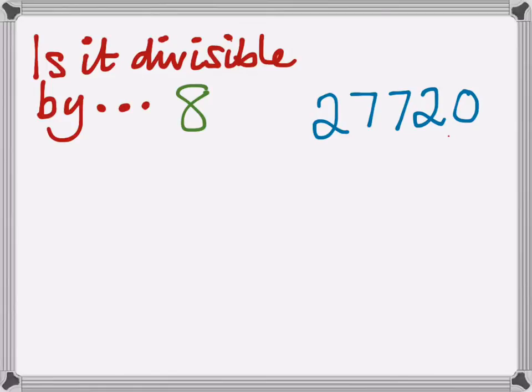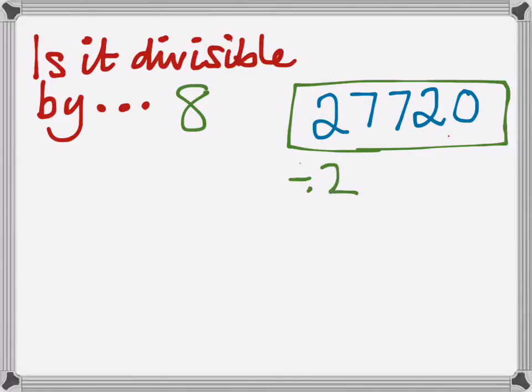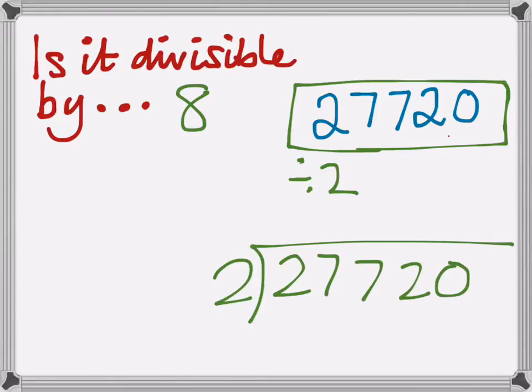There's several different ways to do this, but I quite like this method here. You can look at the number and then you can halve it, so divide it by 2. Here we go, so let's do 27720 divided by 2. 2's into 2 goes 1, 2's into 3 goes 3, remainder 1. 2's into 17 goes 8, remainder 1. 2's into 12 goes 6, and 2's into 0 goes 0.